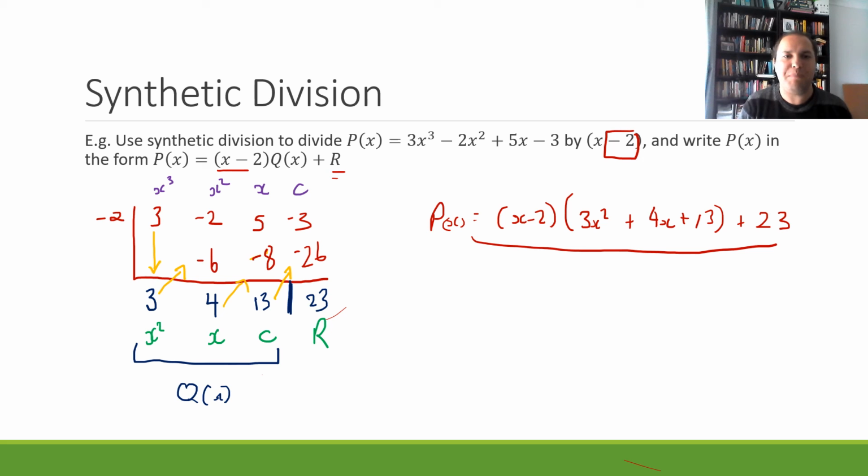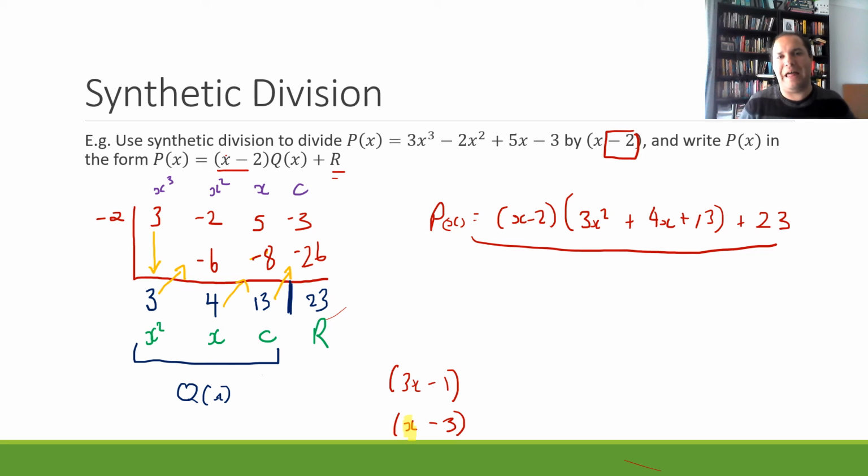This also cannot be used if our linear factor has a number in front of the x term. So for example, if our divisor is 3x minus 1, synthetic division will not work as well. You should just apply polynomial division. So it only works well if our linear divisor, if our x value has a coefficient of 1. That's the only time synthetic division will work.